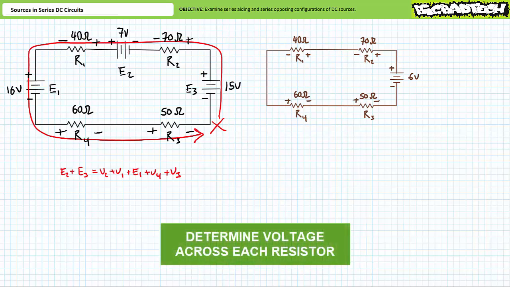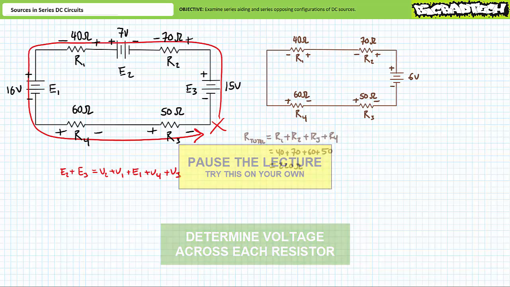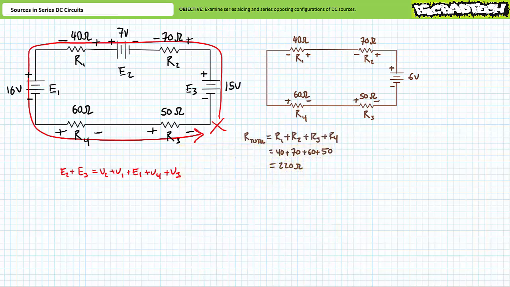I leave it as an unguided exercise to the viewer to solve for current through and the voltage across each element in this simplification. By all means, pause the lecture and try this on your own. If you're tracking, you should have obtained the following results. The 6-volt source in the simplification sees a total resistance of 220 ohms. Ohm's law demonstrates it would push 27.3 milliamperes of current counterclockwise through this system.